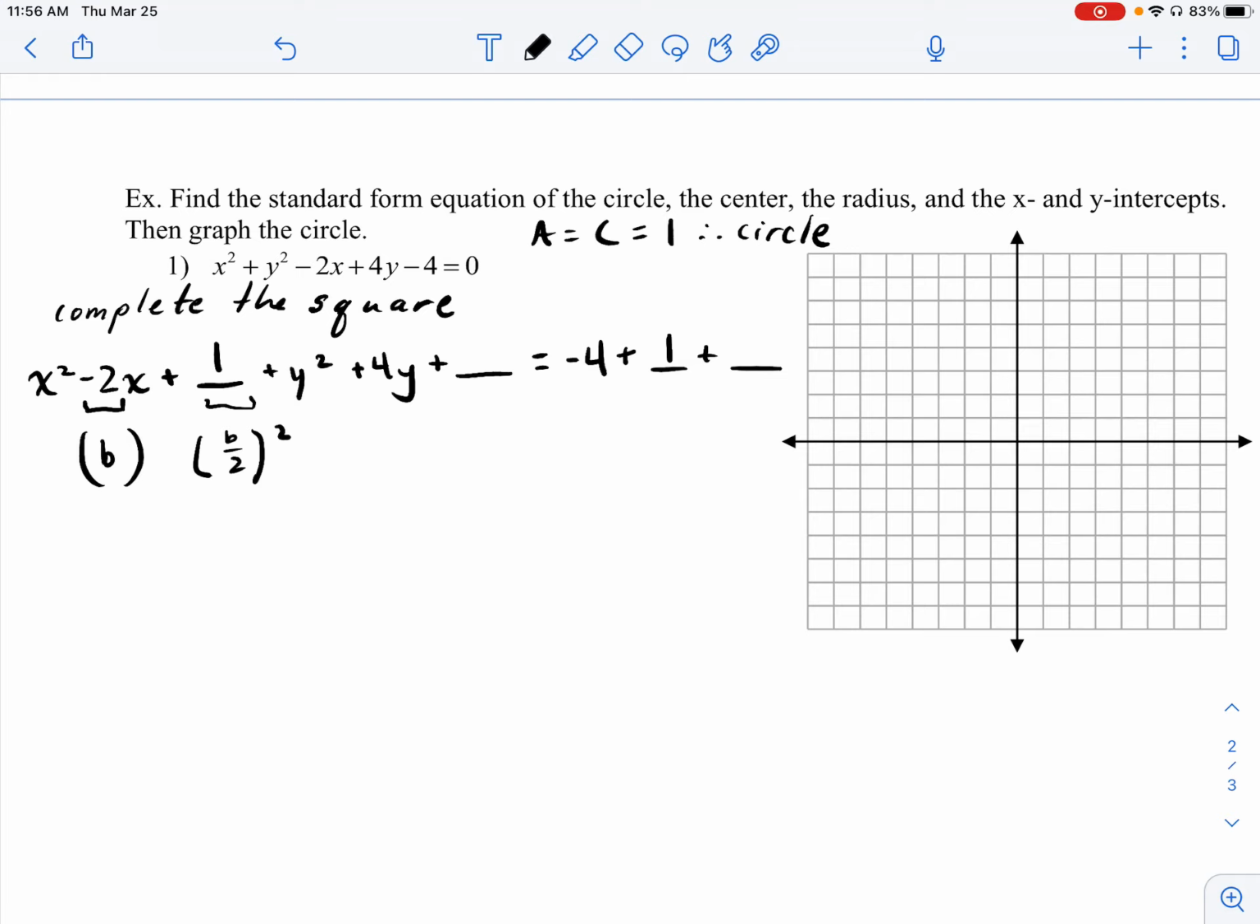Now let's rinse and repeat with y squared. What is half of 4? Half of 4 is 2. 2 squared is 4. And again, I'm going to add that value to this side as well.